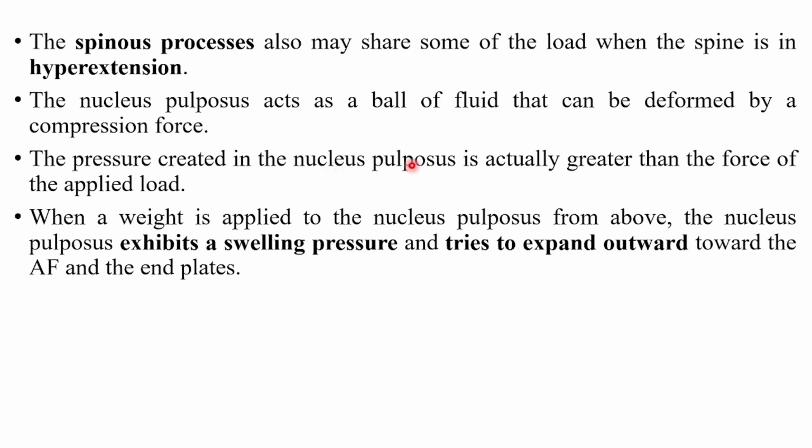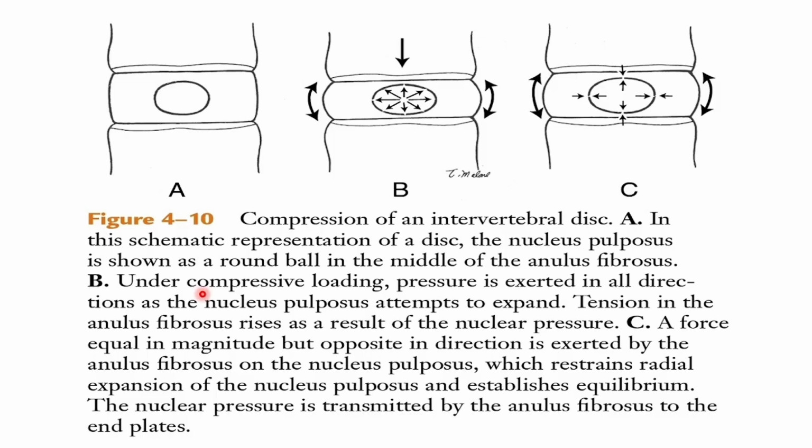The pressure created in the nucleus pulposus is actually greater than the force of the applied load. When a weight is applied to the nucleus pulposus from above, the nucleus pulposus exhibits a swelling pressure and tries to expand outward towards the annulus fibrosus and the end plates. So when a compressive force is acting on the intervertebral disc, the nucleus pulposus will exhibit a swelling pressure and they will be trying to expand in all the directions. That is towards the annulus fibrosus and the end plates.